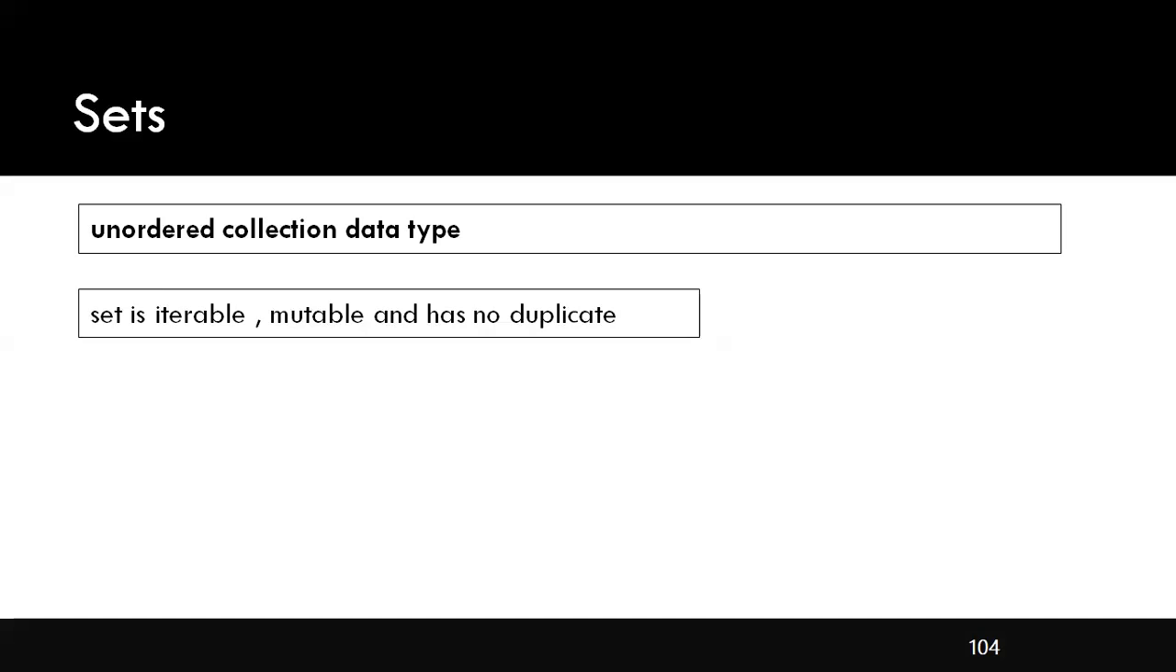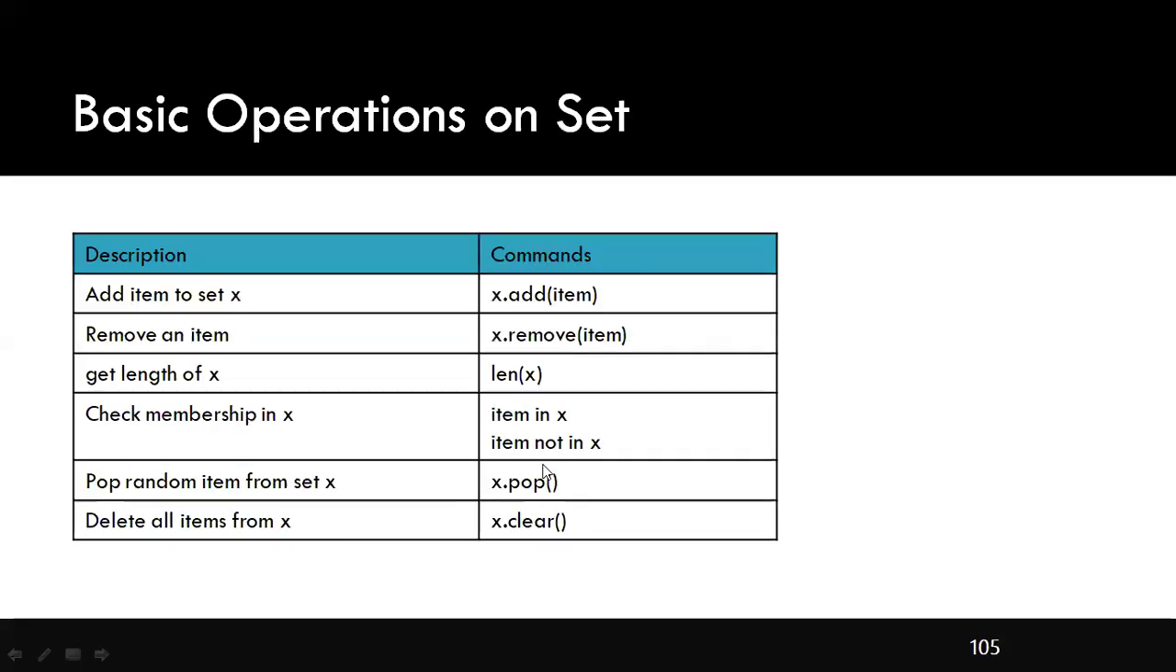A set is an iterable, which means we can use a for loop or while loop, and it is mutable and has no duplicates. Mutable in the sense that you can modify the values, but you cannot have duplicate values, like a dictionary cannot have duplicate keys. And sets do not support indexing. This is another thing you should understand. You can define a set using curly braces, but you cannot use an index.